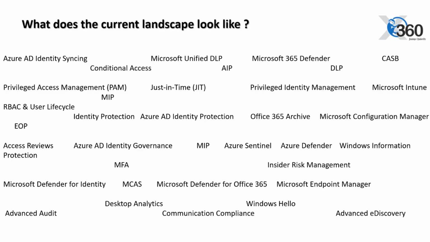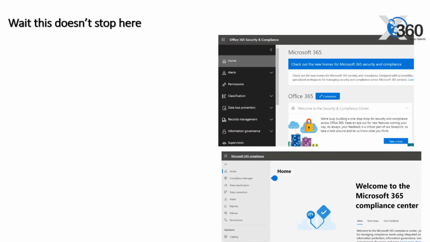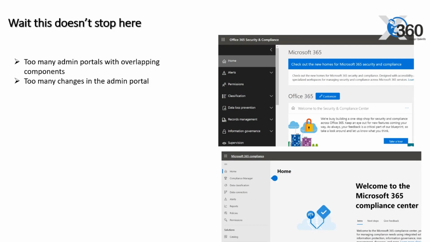So this is what the current landscape even looks like. And guess what? This doesn't even stop here. That is a lot, right? For one, there are too many admin portals with overlapping components. And this is something which I believe everybody would agree with. The controls, the parameters, and the features, at times when you're seeing it on the Security Center, you might see an equivalent of that even on the Microsoft Compliance Center as well, right? That's been there for quite some time.